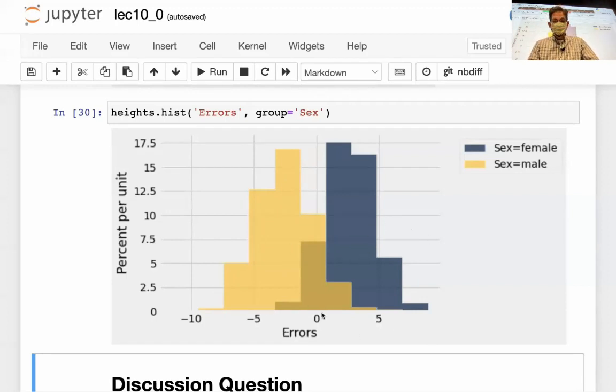For the female children, we made positive errors. Here's 0. Most of the errors are positive, meaning we're guessing that they're taller than they actually were. For most of the male children, here's 0. Most of the errors are negative, meaning the children were taller than our guess. And our guess was an average among the two sexes in the data set.